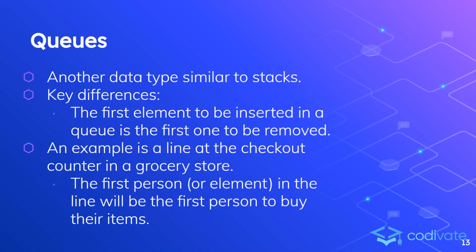Queues. Another data type similar to stacks. Key differences that we see. The first element to be inserted in a queue is also the first one to be removed. An example is the line at the checkout counter in a grocery store. The first person in the line will be the first person to buy their items.